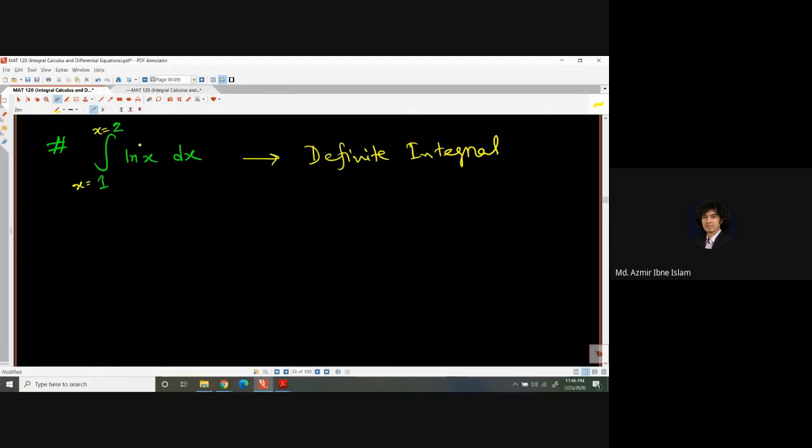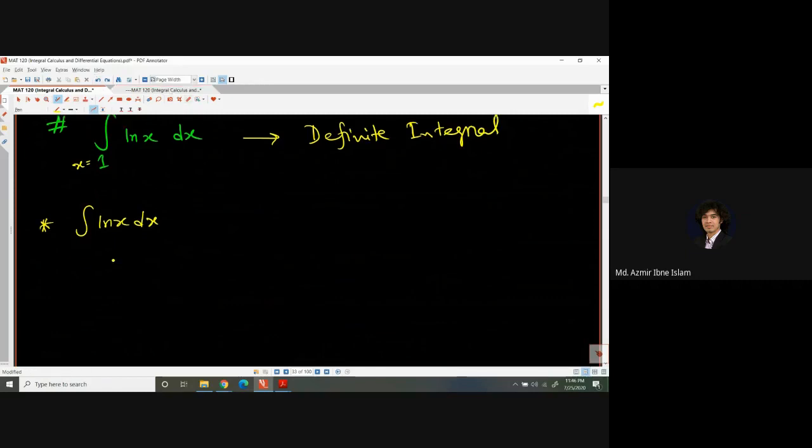Definite integral means we have both lower limit x equal to 1 and upper limit x equal to 2. But what I have suggested previously is, if we have complicated integrals, or definite integrals at first, we can first find the respective indefinite integral. That means we can forget about the limits for now. Suppose we don't have the limits, so let's find the antiderivative for this integral, where the function is natural log of x, that is ln x.